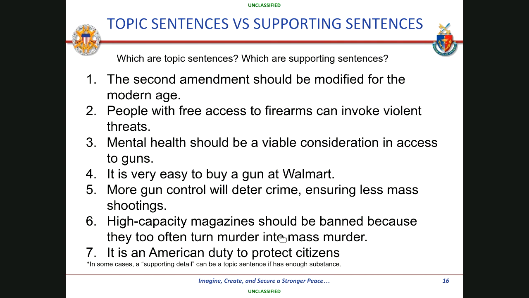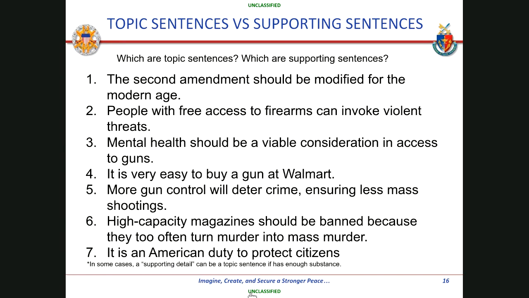Number 5, Fadi, can you read number 5, please? Yes, more gun control will deter crime, ensuring less mass shootings. Yes, it's a topic sentence because we can discuss that and we can write about it. Okay, yes, topic sentence because you can write more about it. You have more supporting details, okay? So it kind of makes an argument again, right? Your topic sentence provides more of an argument.